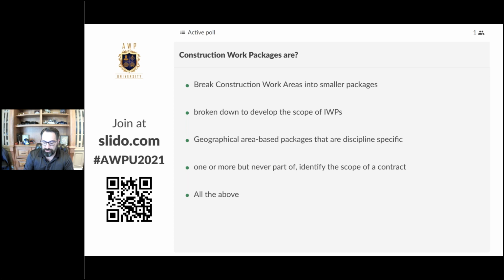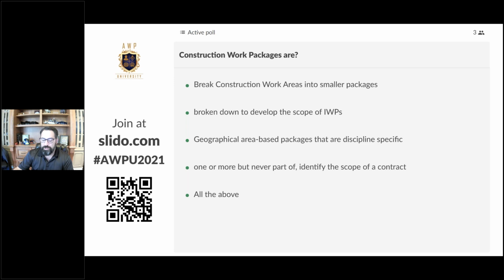So break construction work areas into smaller packages. That's viable. Broken down to develop the scope of IWPs. So we do break down construction work packages to identify the scope of IWPs. Starting to see a trend here of A and B being correct. Geographical area-based packages that are discipline specific. So yes, that's true also.